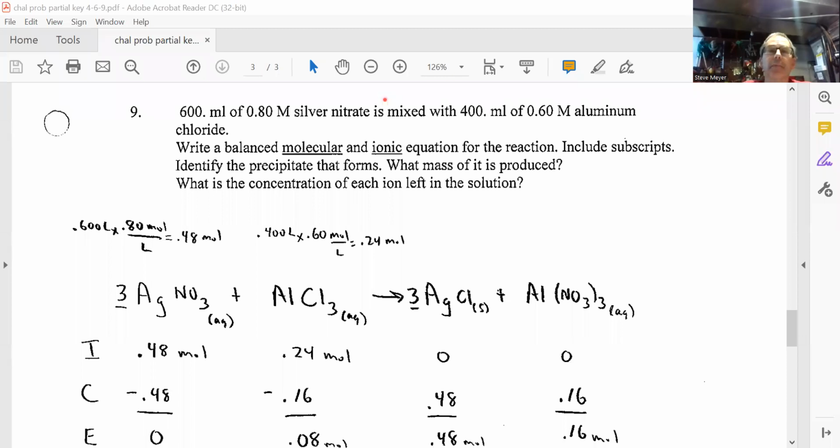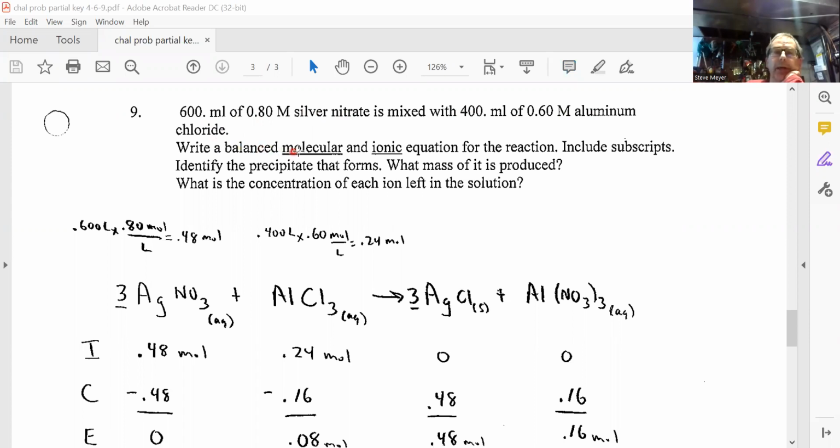Challenge problems number 9, and this is a loaded problem. Let's take a look at it. And here we go. We have some silver nitrate. Looks like we got milliliters and molarity, and we got milliliters and molarity of aluminum chloride.